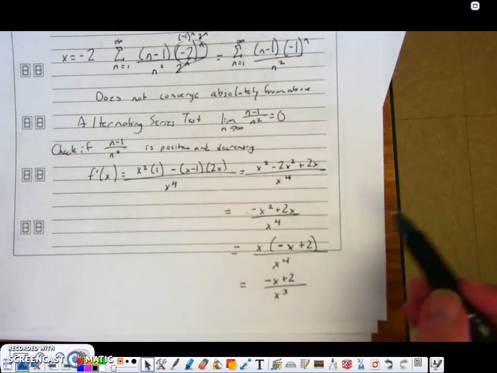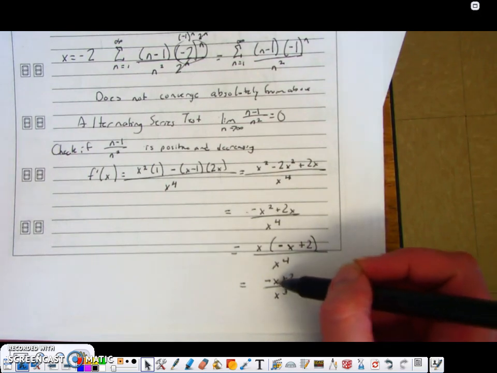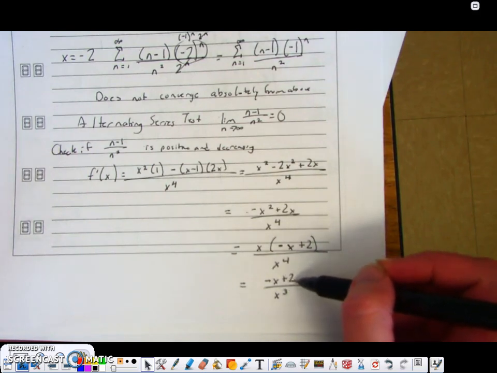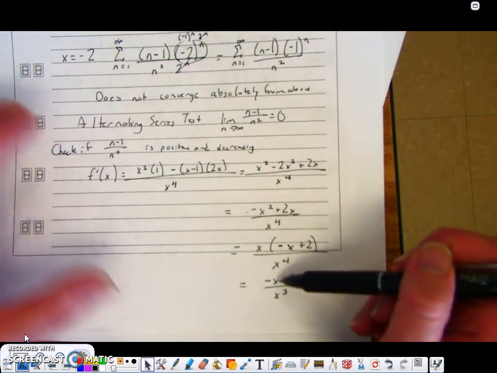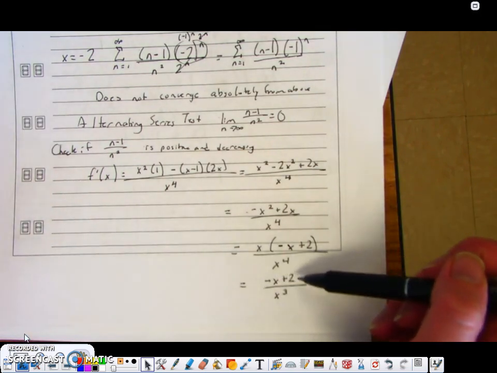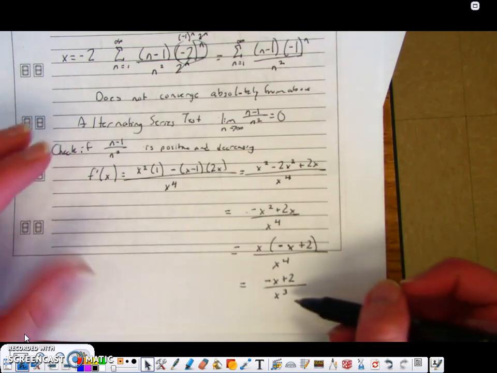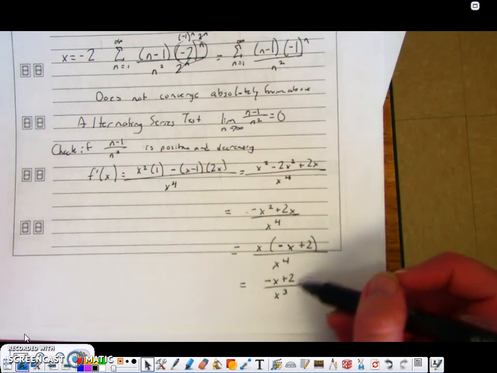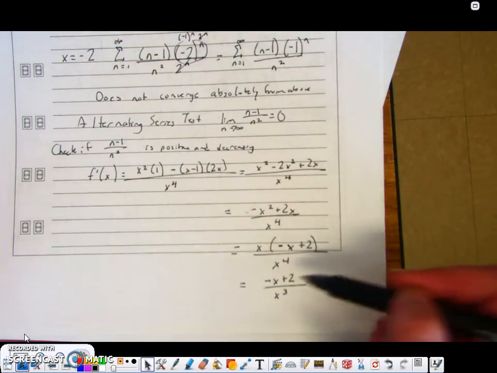So what we need to do is see if this is positive from some point on. If I put in 1, negative 1 plus 2 is going to be negative. Sorry, I said the opposite of what I meant there. If I put in 1, negative 1 plus 2 is 1. Then you'd have 1 over x cubed, so 1 over 1 cubed, and that would just be positive.